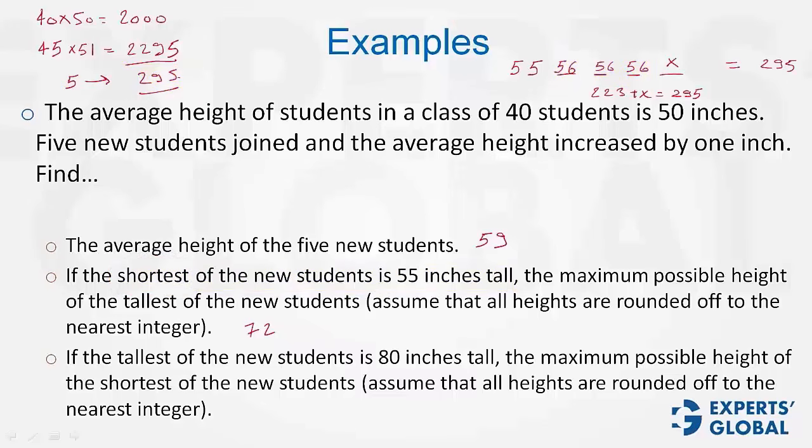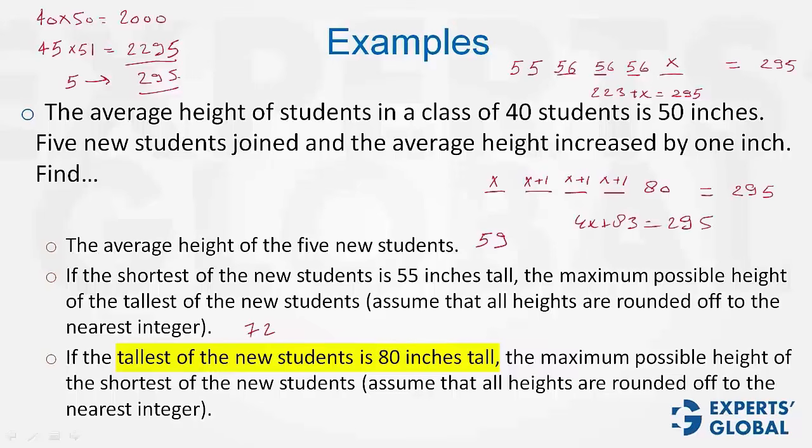Look at this one now. It says that the tallest student is 80 inches tall. So this is 80. Maximum possible height of the shortest of the new students. So again, we assume it to be x. We want this to be maximum, so we will minimize the other 3. Other 3 become x plus 1 each, and that they all add up to 295 once again.